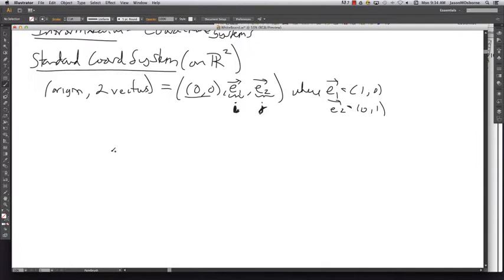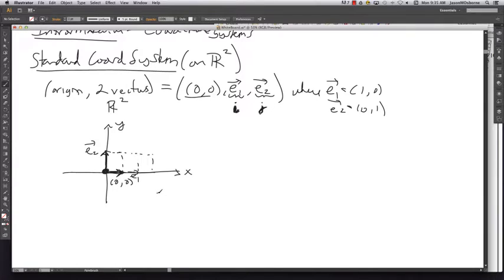Okay? So if you would like to represent that as a picture, we have the xy plane, because we have a coordinate system on R2. Our coordinate system consists of an origin, 0, 0, and it consists of two vectors. Here is E1 and here is E2. And if you were to continue this process, they keep stepping in different directions.